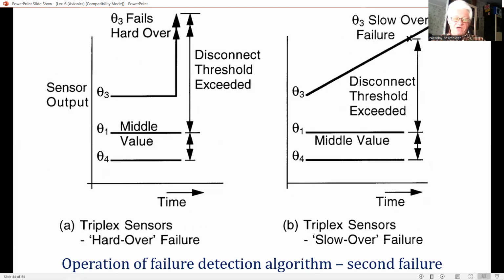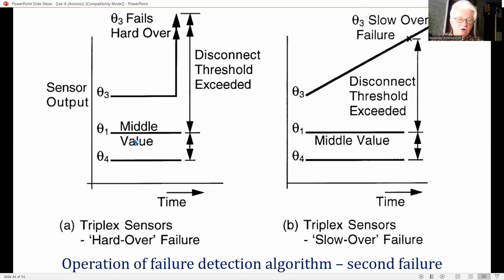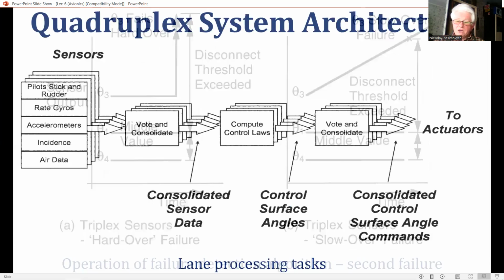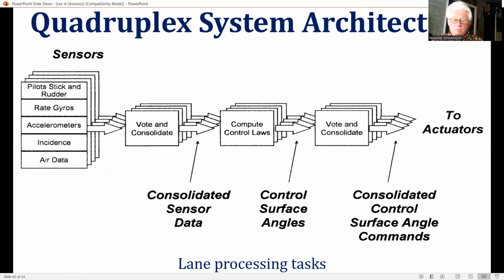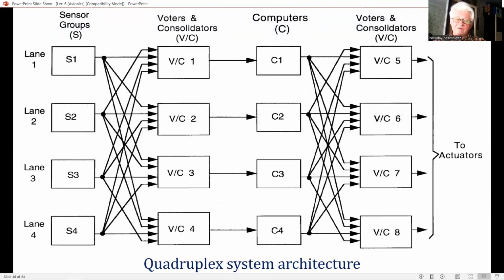After either of the above failures, the system would be at triplex level, and the same two failure cases are considered for a second sensor failure, and are shown in this figure. The tasks carried out by each lane of a quadruplex system are shown in this slide. A typical quadruplex system architecture is shown in this figure with voters and output consideration.